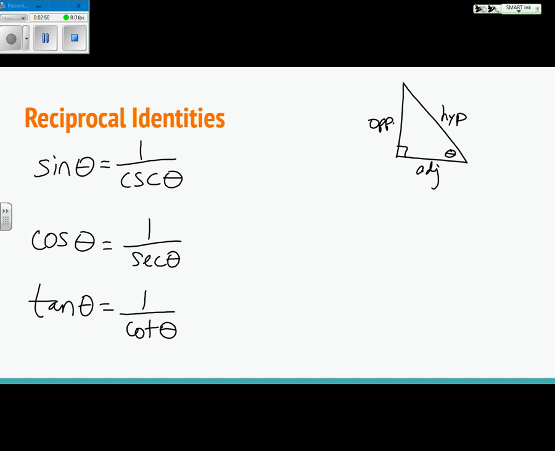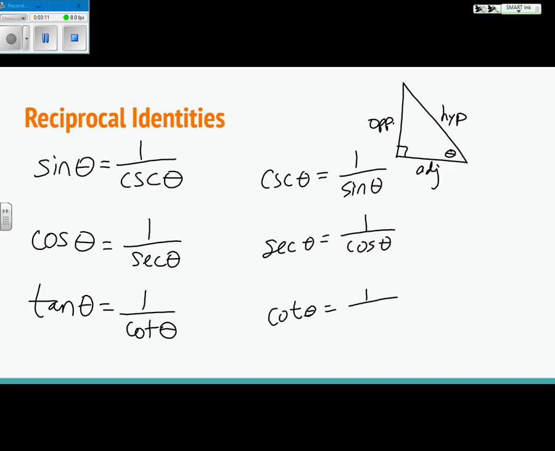Now, if you get that down, it works the other way as well. For instance, if I'm looking for cosecant, I can just take the reciprocal of sine. If I'm looking for secant, I can just take the reciprocal of cosine. And if I'm looking for the reciprocal of cotangent, I can just take the reciprocal of tangent. And that works. Look, we've already done 6 of our 11 basic identities.